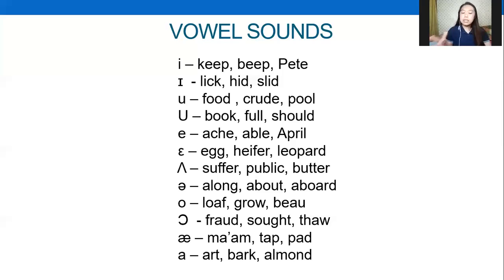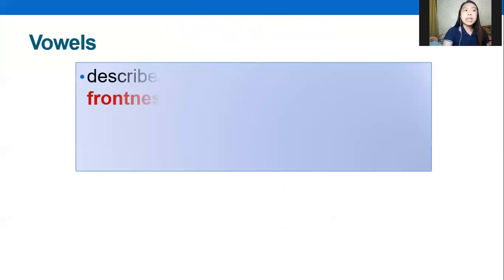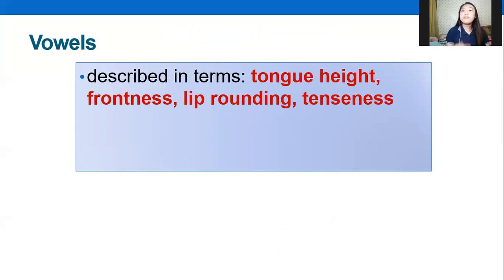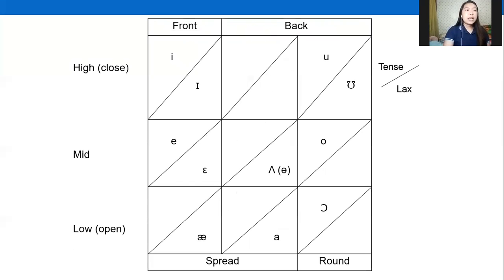So just like the consonants, if the consonants can be classified according to its manner and place of articulation and voicing, the vowel sounds can be described in terms of tongue height, frontness, lip rounding, and tenseness. Okay, so when we say tongue height, it refers to the position of your tongue in relation to the roof of your mouth. So if the tongue is near the roof of your mouth, meaning the tongue height is high. So just like when we articulate the sounds e or oo. Okay, so the tongue height is high.